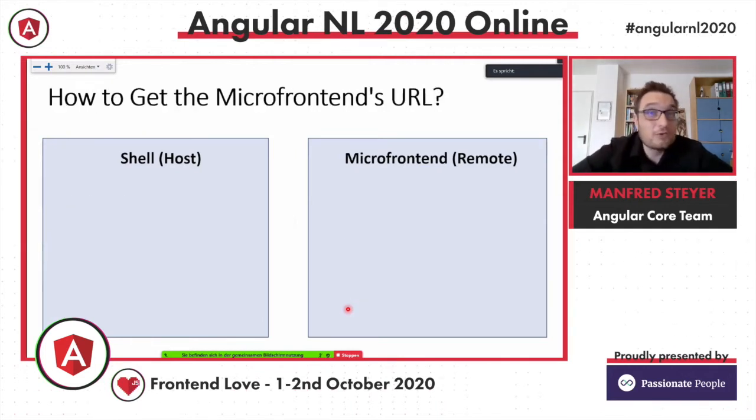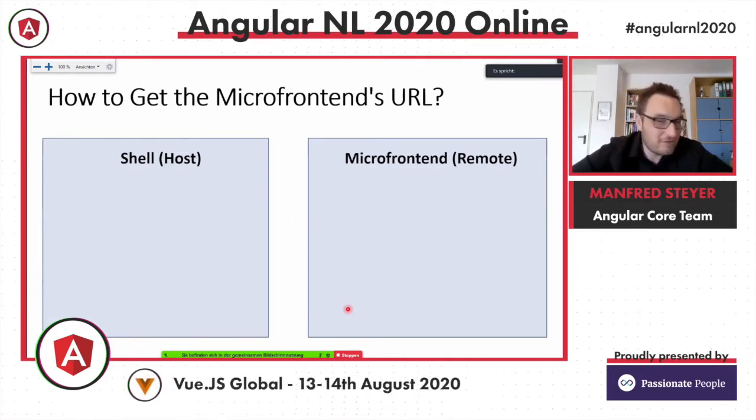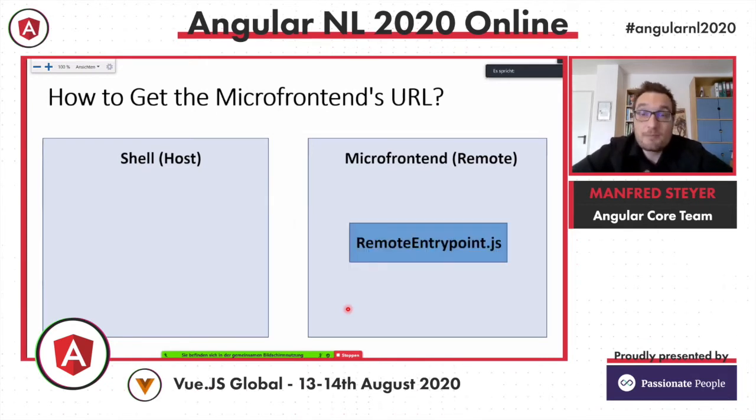Perhaps you wonder how to get the URL of the microfrontend in question. And as mentioned before, there are several options. I show you here the easiest option. When compiling the microfrontend, Webpack emits a remote entry point, which is just a tiny JavaScript file. Just a few bytes, telling the shell where to find the microfrontend.